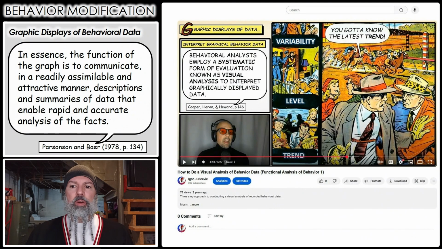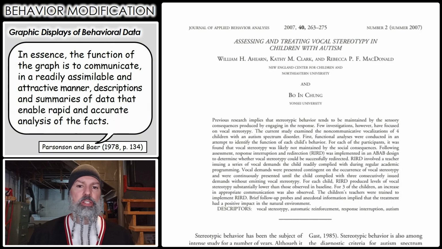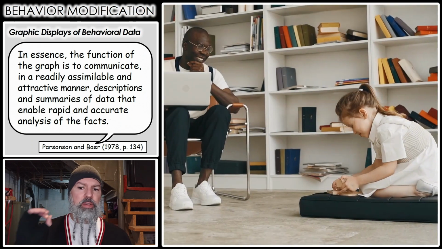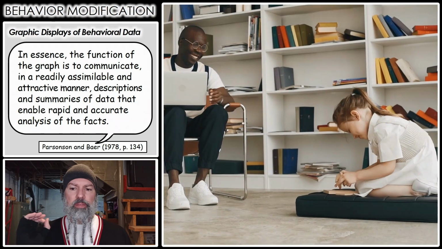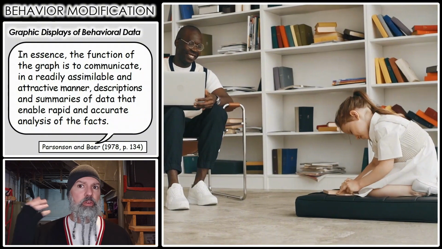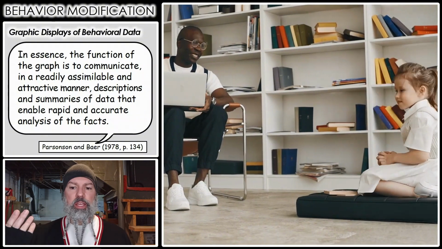So what we're going to focus on today is how exactly to read a graphical display of behavioral data, specifically a line graph. And to do this, we're going to go to a study by Ahern et al. This was assessing and treating vocal stereotypy in children with autism. Vocal stereotypy refers to the repetitive non-functional vocalizations that individuals make. So these are vocalizations that do not serve a communicative purpose.